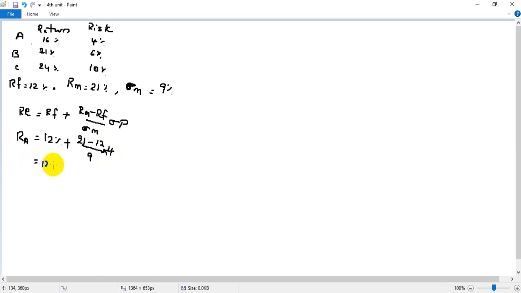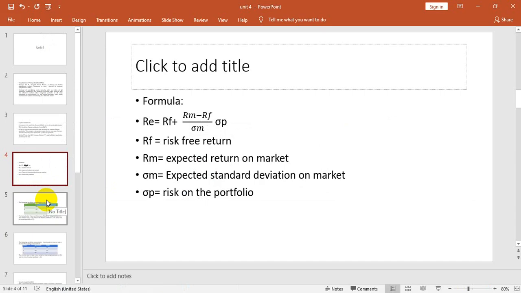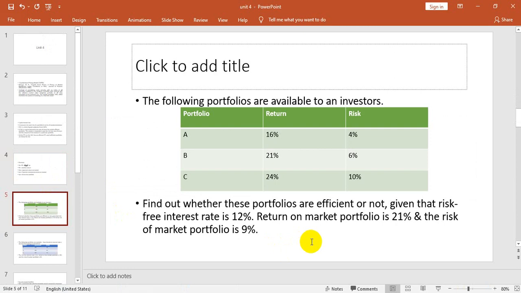So it is equal to 12 plus 21 minus 12, how much will it come to? You need to take it down, 9. So here 21 minus 12 will be 9. 9 divided by 9 into 4, so it will cut, and 12 plus 4 it will be 16%. Now if you check what he said: find out whether the portfolios are efficient or not. That is what he said, right?